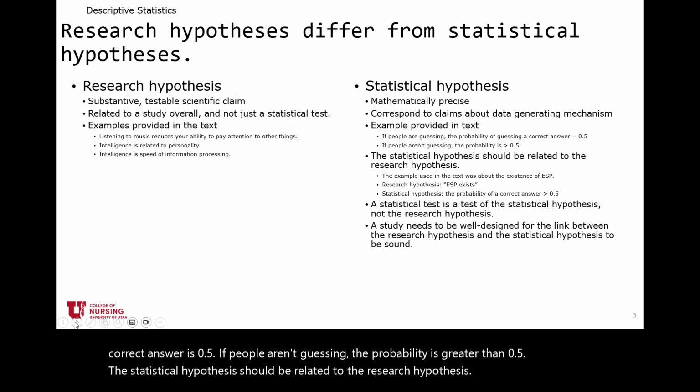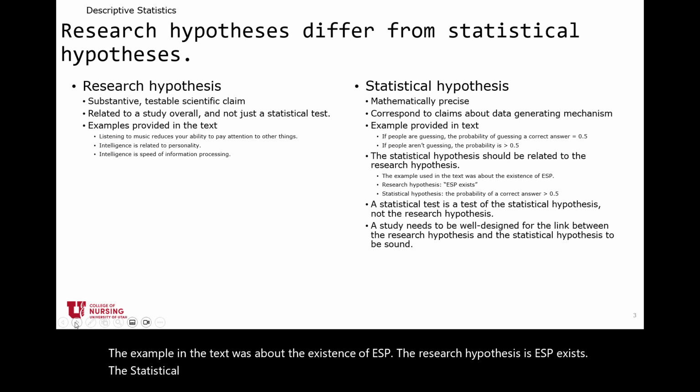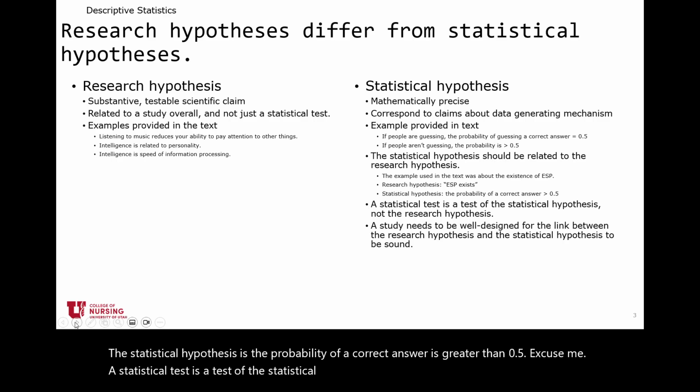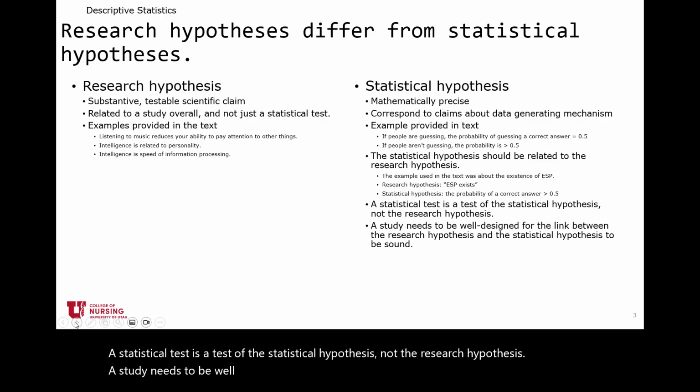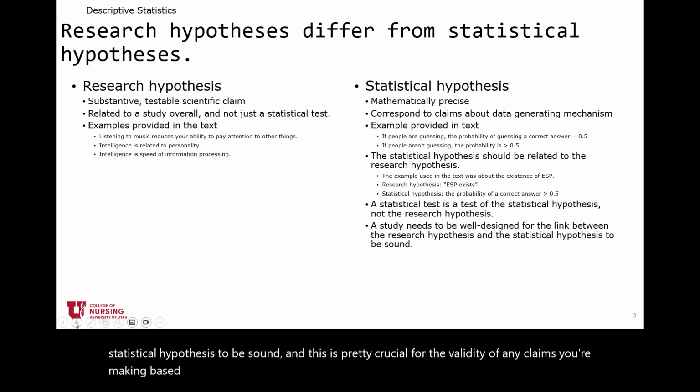The example in the text was about the existence of ESP. The research hypothesis is ESP exists. The statistical hypothesis, the probability of a correct answer is greater than 0.5. A statistical test is a test of the statistical hypothesis, not the research hypothesis. A study needs to be well designed for the link between the research hypothesis and the statistical hypothesis to be sound. And this is pretty crucial for the validity of any claims you're making based on statistics.